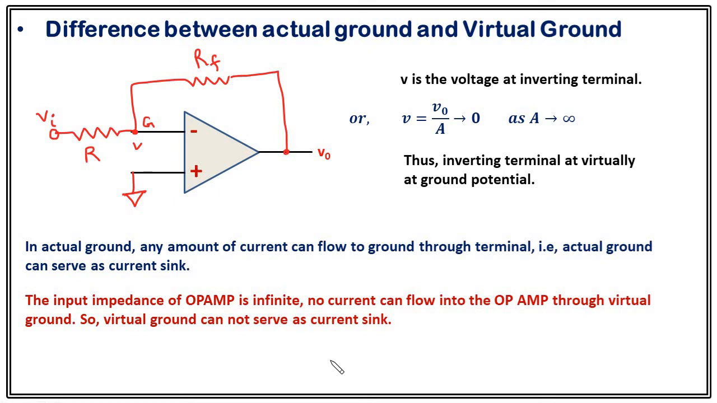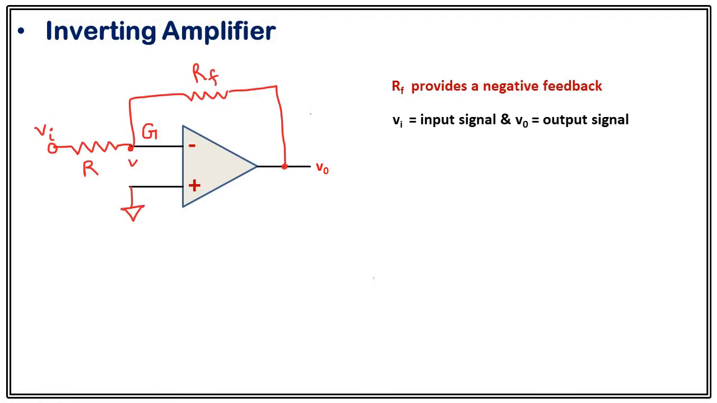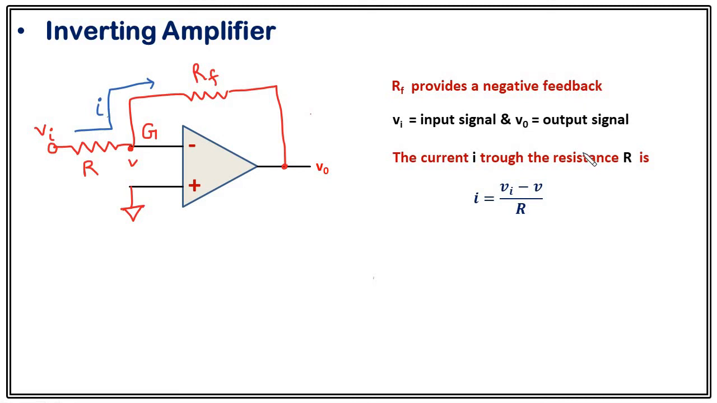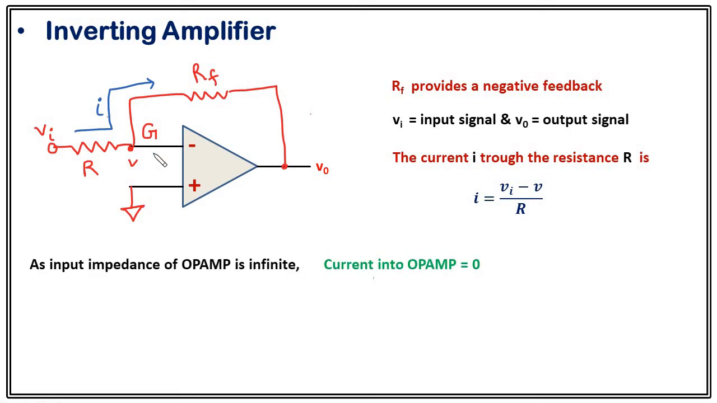Okay. Now we have a fair idea about the virtual ground. Move back to the inverting amplifier. This is the circuit diagram for the inverting amplifier. Here Vi is the input signal, Vo is the output signal. Let's say there is current I flowing through this resistance R. So we can calculate I simply as the difference in voltage across the resistance divided by the resistance. As the input impedance of the op-amp is infinite, no current goes into this op-amp. Therefore, current into the op-amp is zero. Therefore, this whole current I has only one choice. It has to move through this resistance RF.